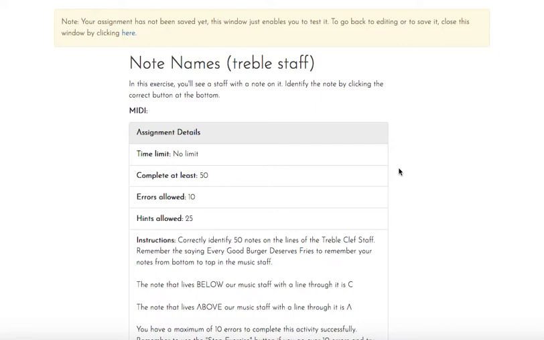Band, last week we were talking about the lines of the music staff, and we were going from our E at the bottom of our music staff, for every, up to good, burger, desserts, fries, up to our F. Now, there are notes that live above and below our music staff, and some of us have those notes already. Some of us will be learning them in the future.